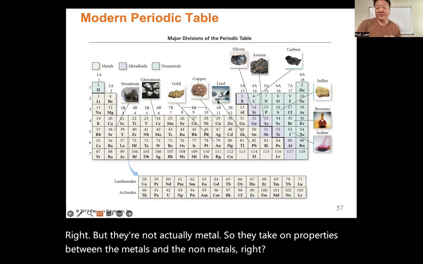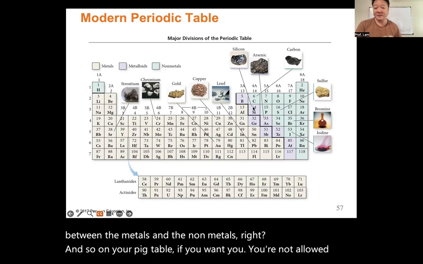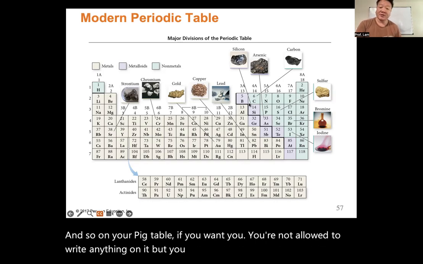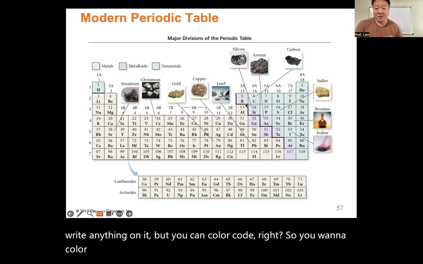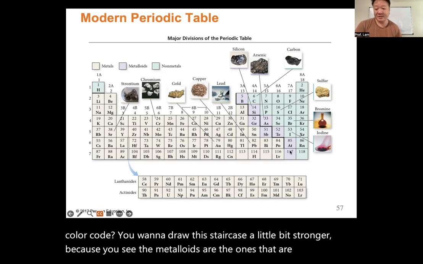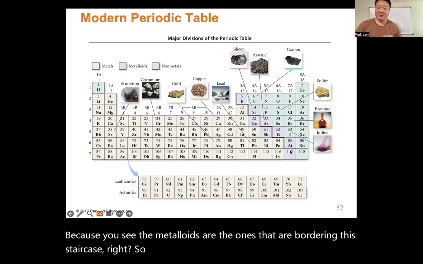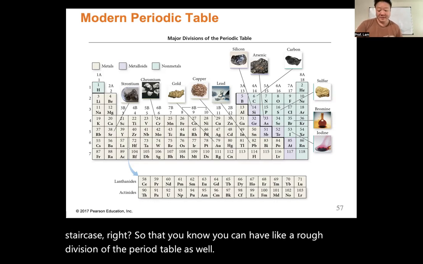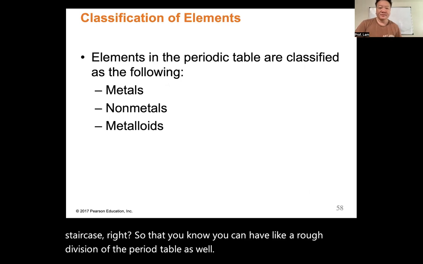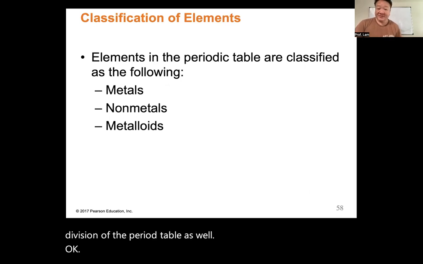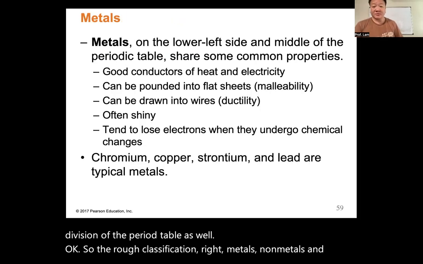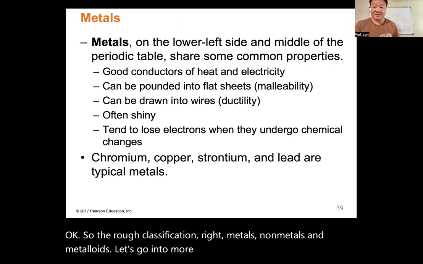So on your periodic table, you're not allowed to write anything on it, but you can color code, right? If you want to color code, you want to draw this staircase a little bit stronger, because you see the metalloids are the ones that are bordering this staircase. That way you can have a rough division of the periodic table as well. Okay, so the rough classification: metals, nonmetals, and metalloids. Let's go into more detail about each of these divisions.